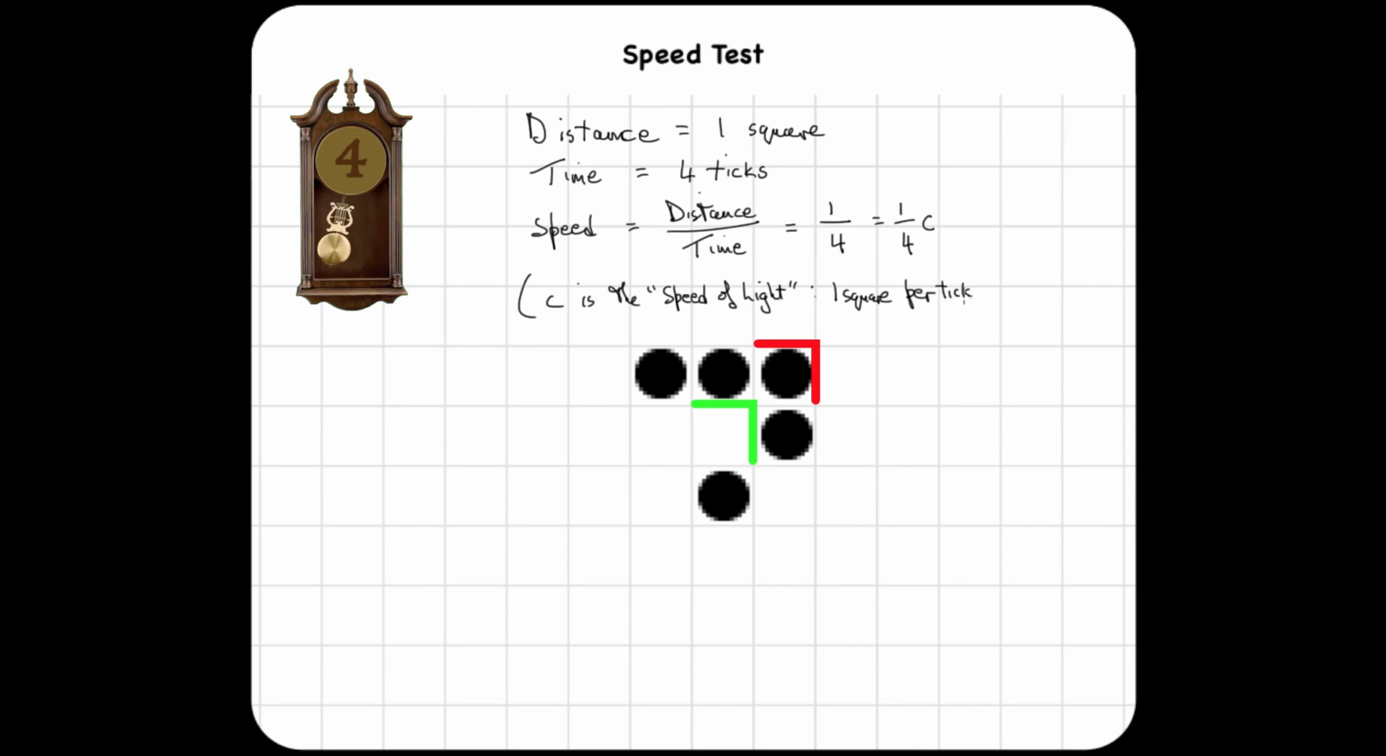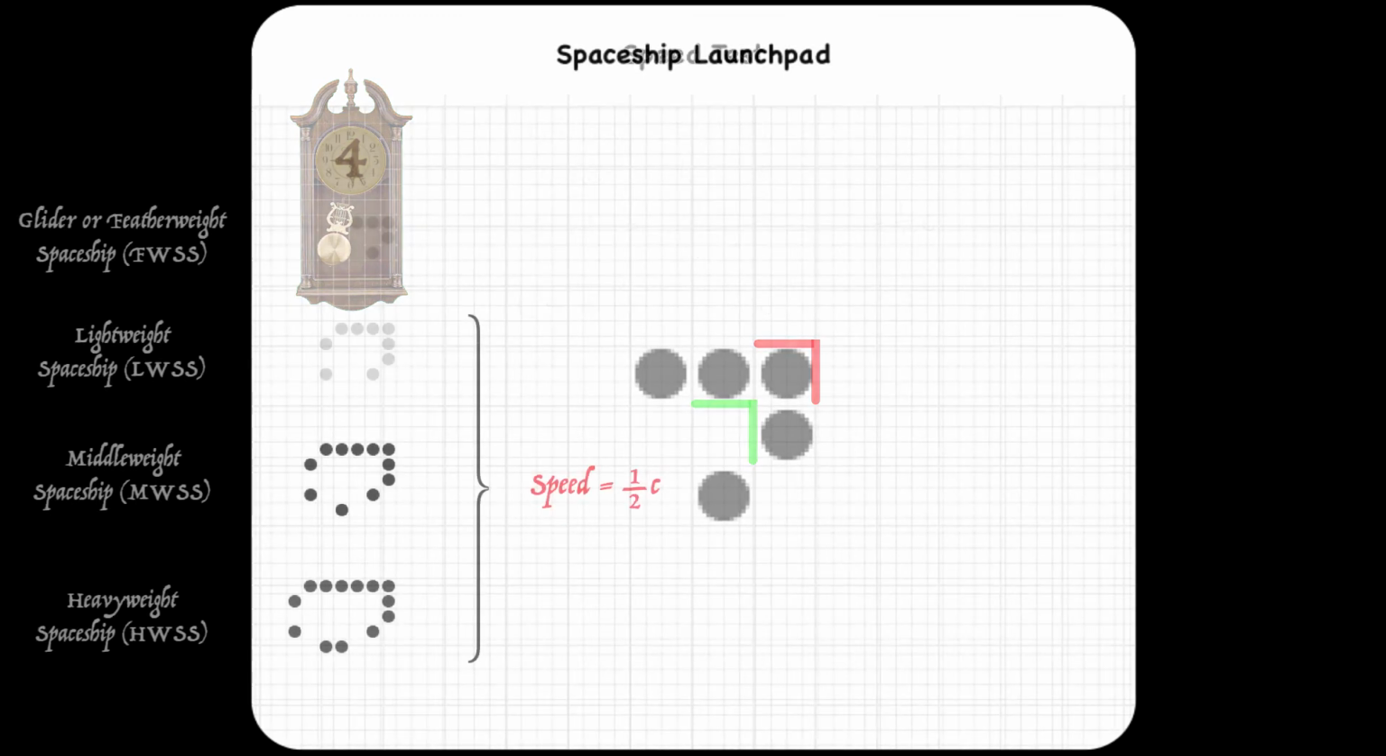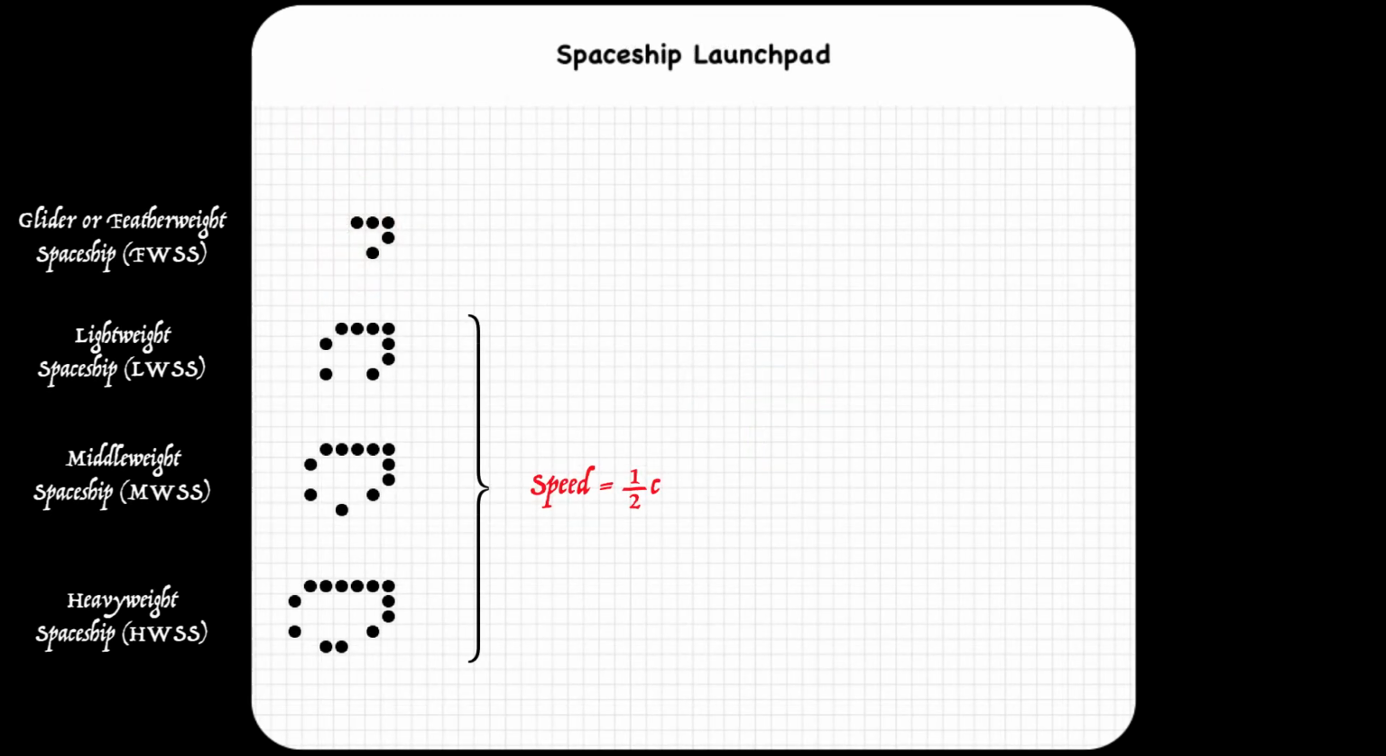And remember, speed of light is 1 square per tick. Nothing could ever go faster than that. So let's go back to our list and just add these speeds. 1/4 c for the glider, 1/2 c for the other 3 spaceships.